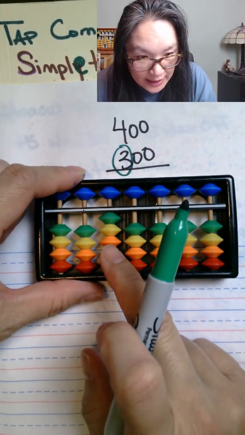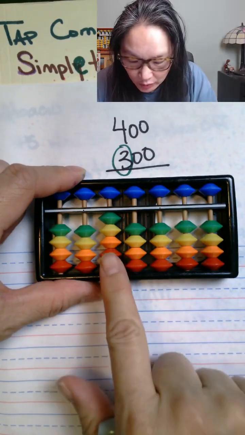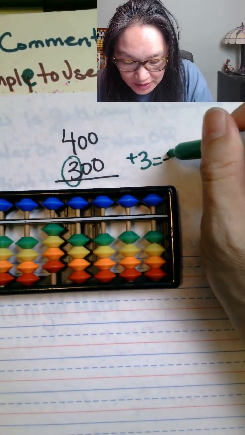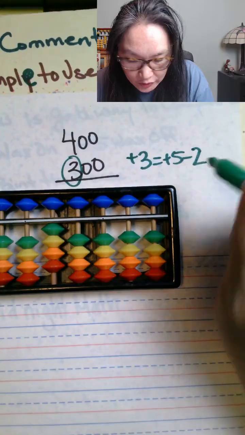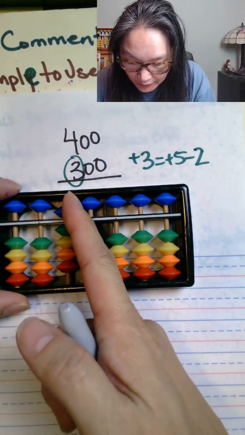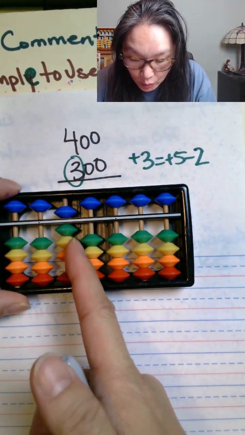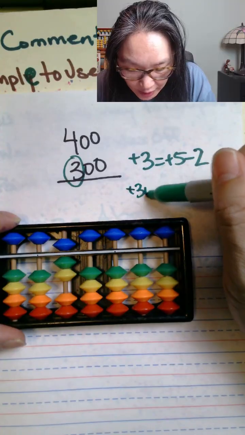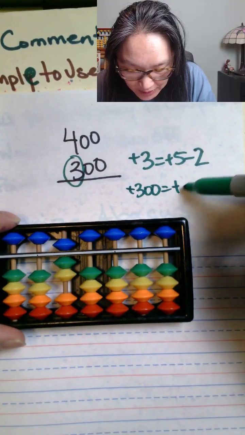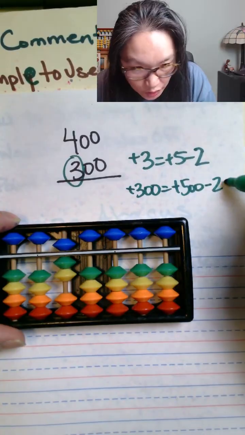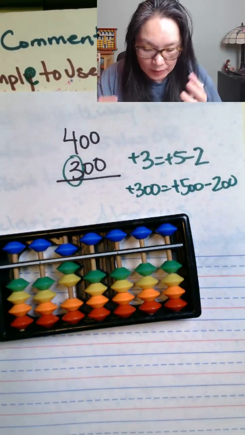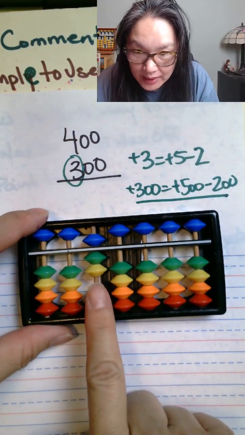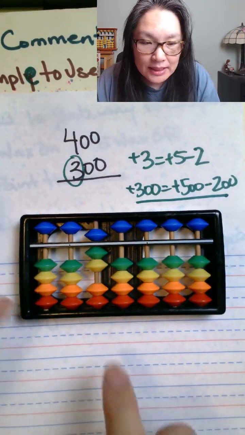Do I have enough to add the 3? I don't have enough to add the 3. So what do I do? I remember plus 3 is equal to plus 5 minus 2. So I'm going to plus the 5 and take away the 2. I'm not going to say plus 300 minus, plus 500 minus 200, because then it gets more complicated. I don't need to say this because it's already being kept on the abacus, if that makes sense.